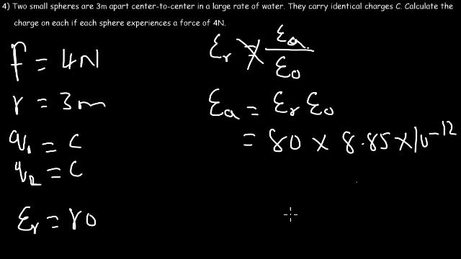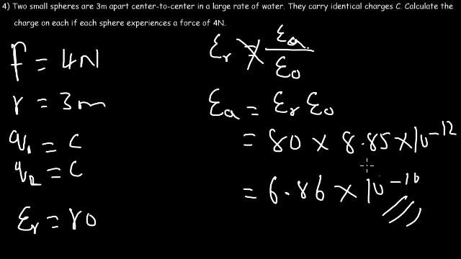So now what would that be? That's 6.86 times 10 raised to the minus 10. So this is the absolute permittivity of water. Now I would like to get the value of K of the experiment. To get that K, we know that it equals 1 divided by 4 pi E naught. But in this case, it's no more E naught because it's not in a vacuum. It's now E A, which is the absolute permittivity of water.